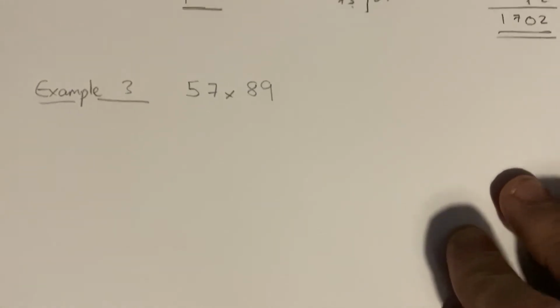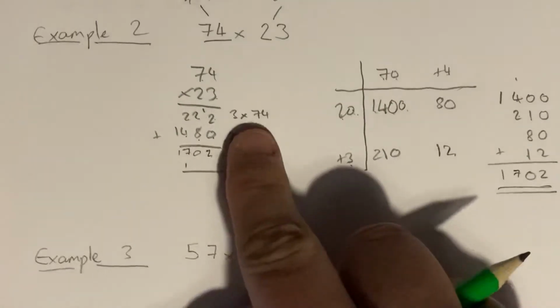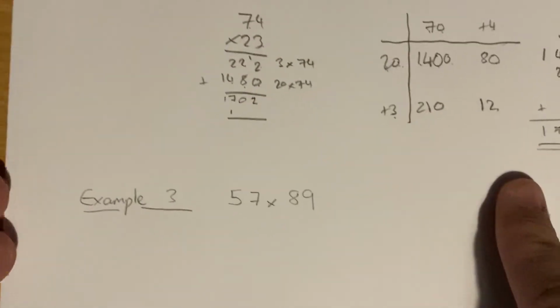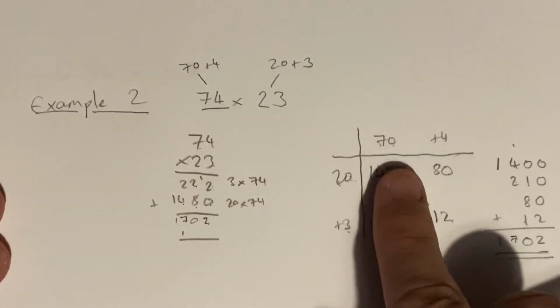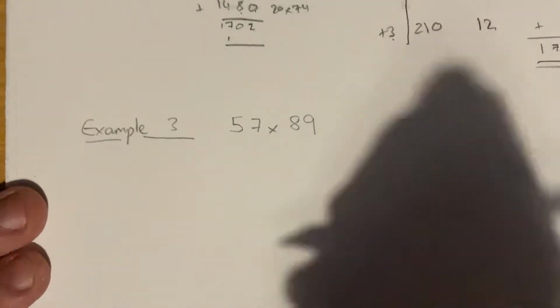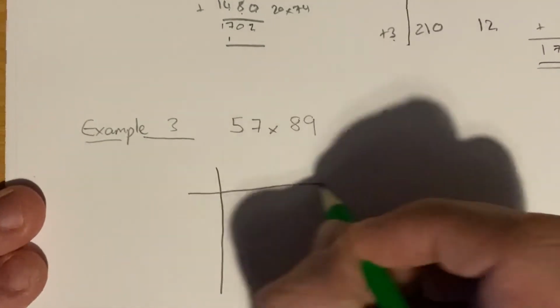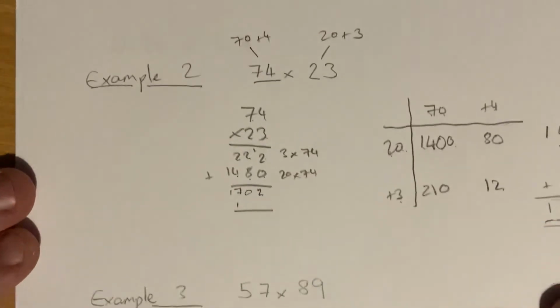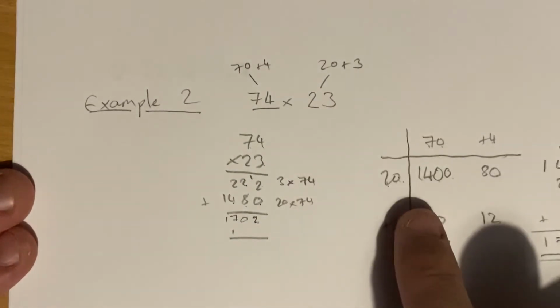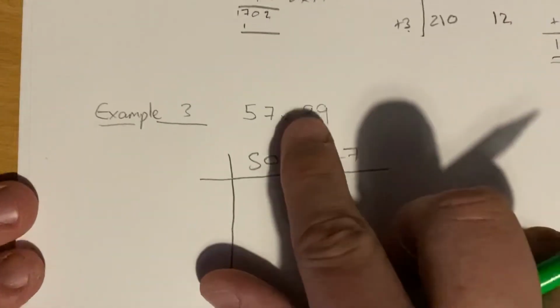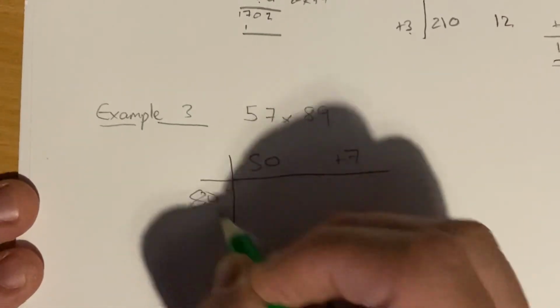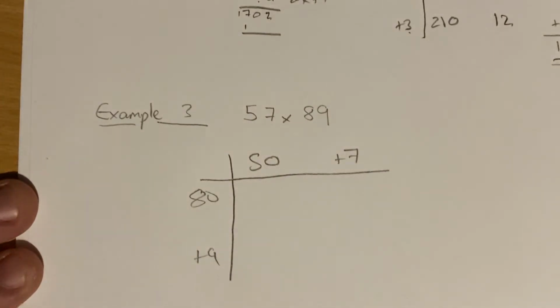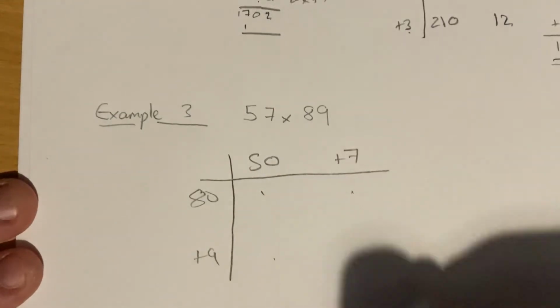Okay, so what we're going to do here, rather than using our long multiplication, we're just going to go straight to the grid. So in the last one we had 74, so we had 70 plus 4. So in this one, we're going to have 50 plus 7. In the previous one we had 20 plus 3, so 20 plus 3. In this one we've got 89, so it's going to be 80 and 9. I'm going to work out these four values and add them together.